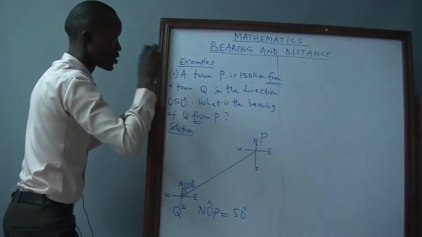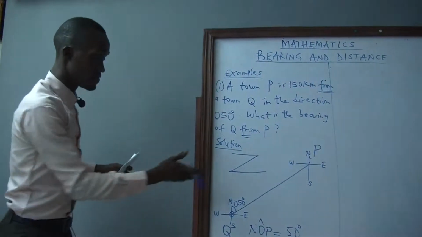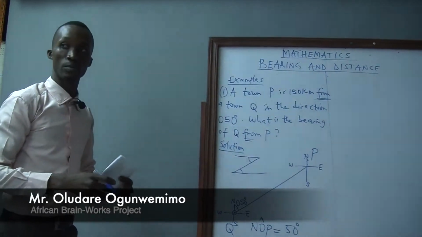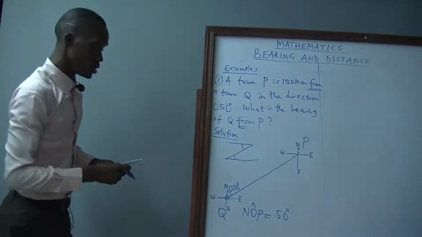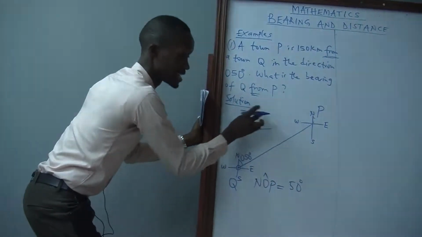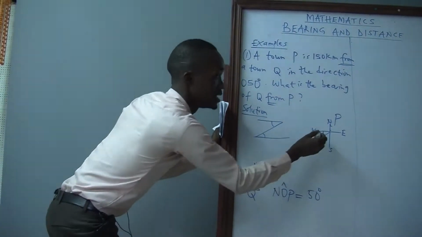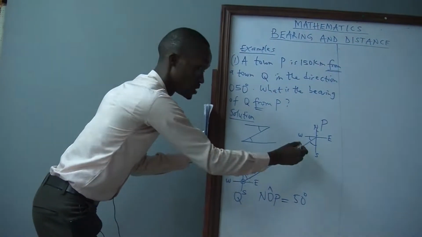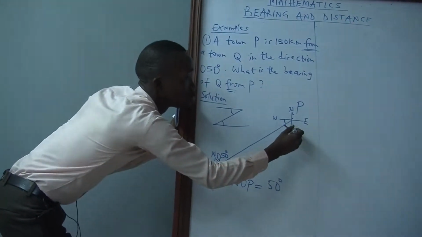There is something we call alternate angles. Alternate angle is just the Z angle. When we have a figure like this Z, this angle A and this angle A are the same. There is a theorem that says alternate angles are equal. So as this angle is 50 degrees, then this angle A is also 50 degrees.